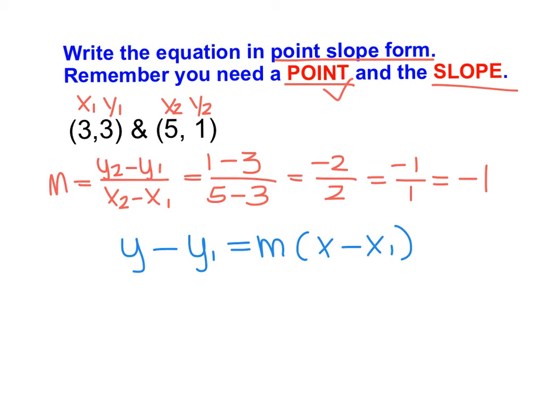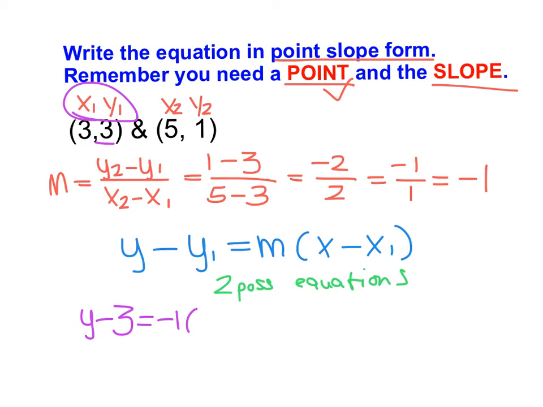And since I have 2 points, I'm going to write this in 2 different ways. So there are 2 possible equations that you could write for me here. The first one, I'm going to use this point of 3, 3. So I would have y minus my y-coordinate of 3 is equal to my slope of -1 times, in parentheses, x minus my x-coordinate, which is 3. So that's one example of an equation that you could have.